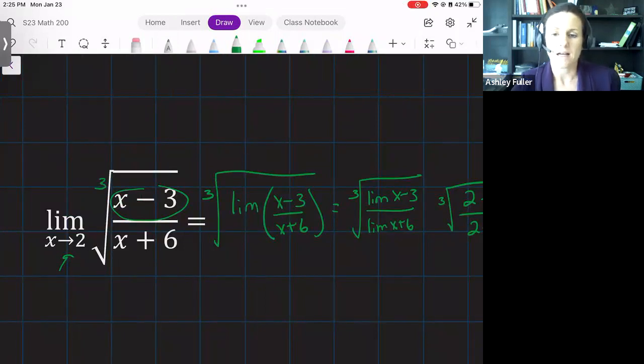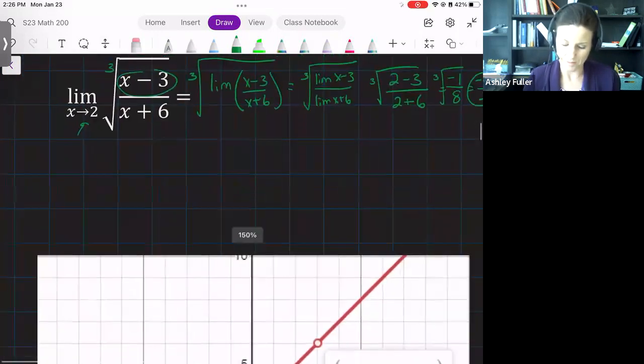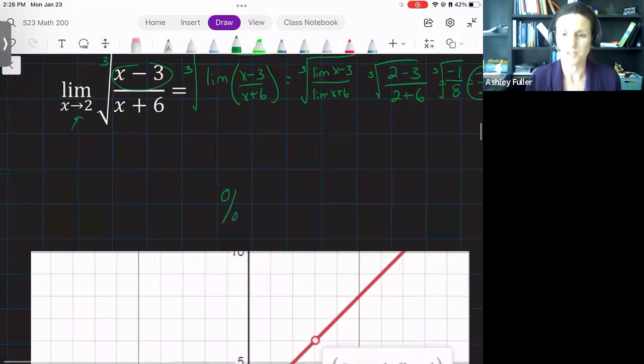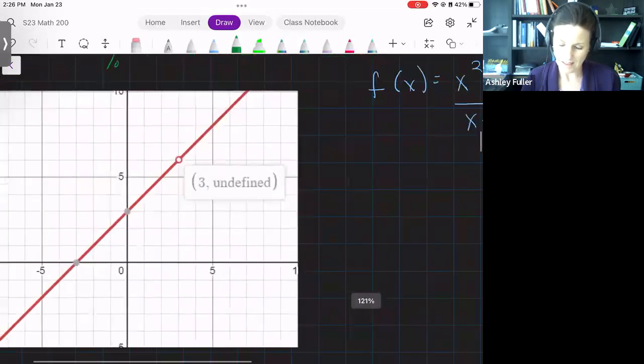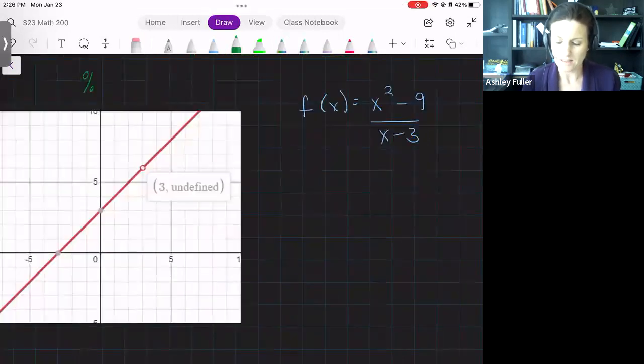Remember, we already discussed the idea that if an expression ends up as what we call an indeterminate, something like 0 over 0, then we can factor out and remove that discontinuity. Well, let's review that again here. Notice if I'm looking at x squared minus 9 divided by x minus 3, if I want to know the limit of f of x as x approaches 3.